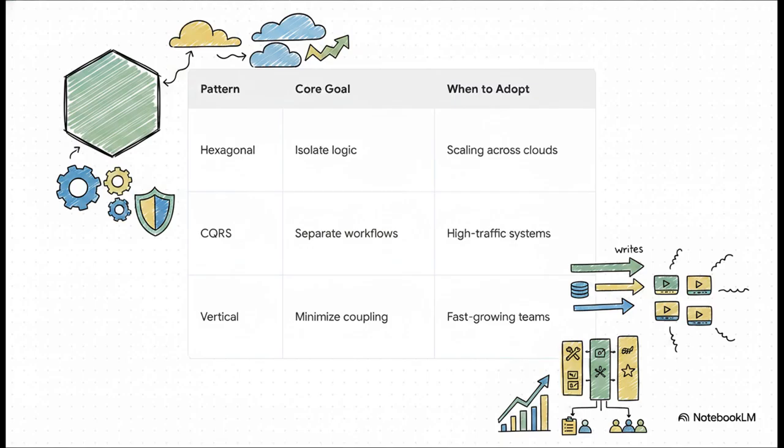You're going to want to grab hexagonal architecture when your main goal is isolating your valuable business logic from unstable third-party APIs. It's absolutely perfect if you're deploying across multiple clouds or doing heavy automated testing without a live database. You'll want CQRS when you need to separate complex data modifications from super-fast data retrieval. It is the gold standard for high-traffic systems like streaming platforms, where reads vastly outnumber writes. And finally, vertical slice architecture is your go-to for minimizing code coupling by organizing around business capabilities. If you've got a fast-growing, agile team that needs to ship features rapidly without merge conflicts slowing them down, this is the one for sure.